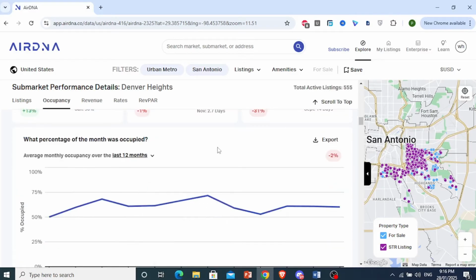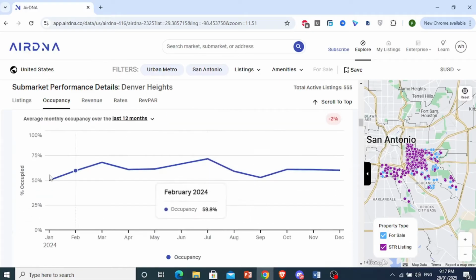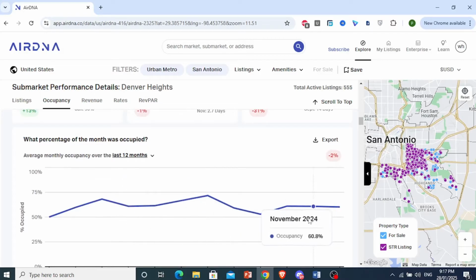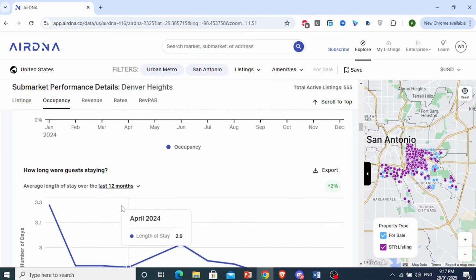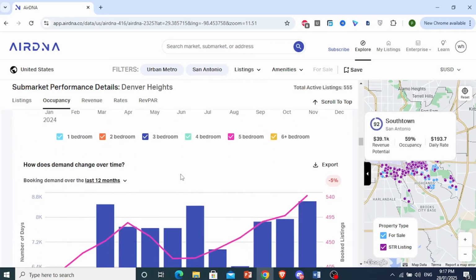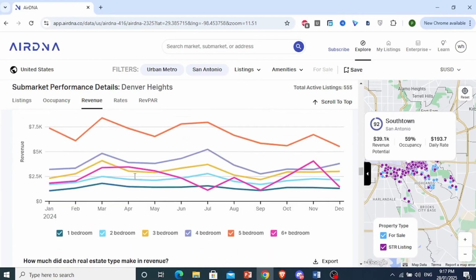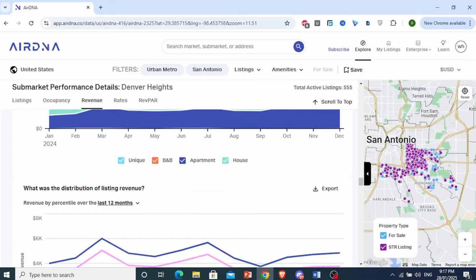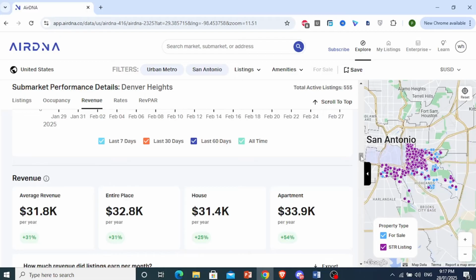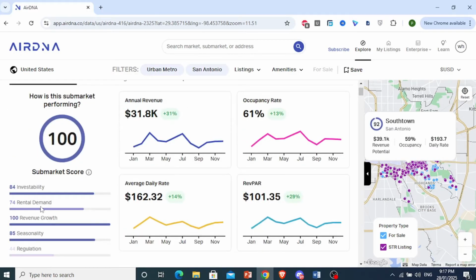And if I scroll down, percentage of the month that was occupied, quite stable. So you can see it's not that seasonal. Okay, it is pretty stable compared to other markets. And here you can see how long on average guests decided to stay at this location, right? Now, if I scroll all the way up, the most important thing you want to look at is basically this: the rental demand score. Okay.